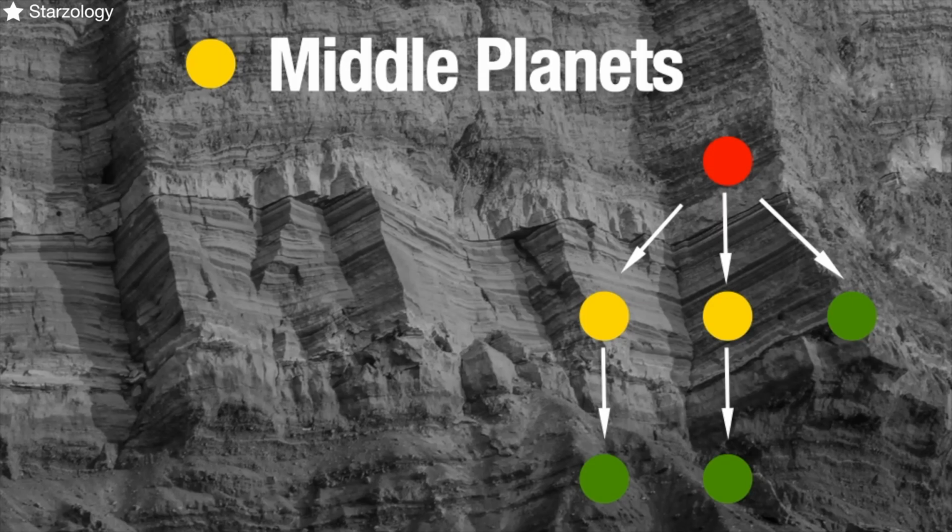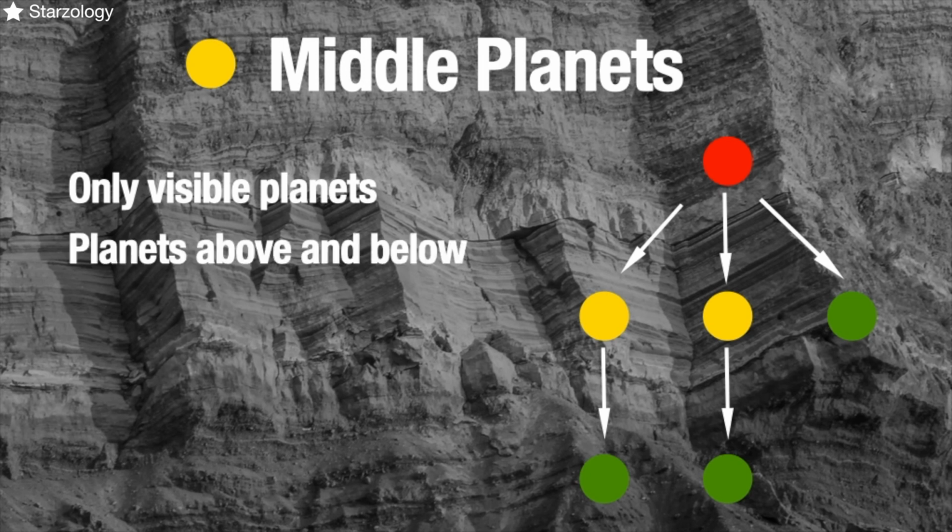So let's have a look at middle planets. These are our yellow planets here. Again, it's only the visible planets that will be middle planets. A middle planet must have a planet above and a planet below in the chain. So every yellow planet has a red one above and a green or a yellow one below.